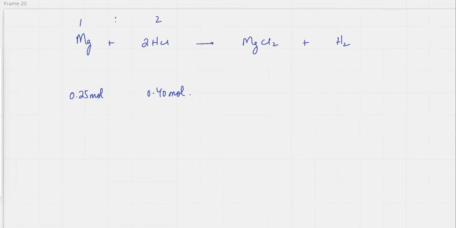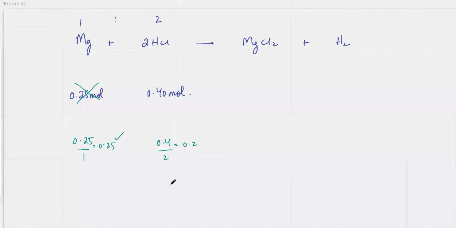So what I'm going to do is take 0.25, divide it by its ratio, which is 1. I'm going to take 0.4 and divide it by its ratio, which is 2 over here. So 0.4 divided by 2. For this one, I get 0.25. For this one, I get 0.2. So which one is coming out to be the bigger value? It's this one, right? So that means this is the value that's in excess. That's more than the required amount.